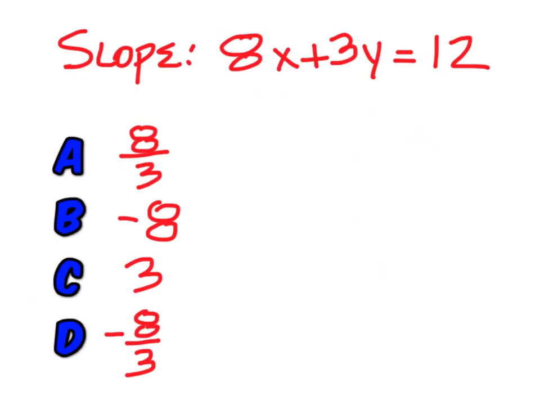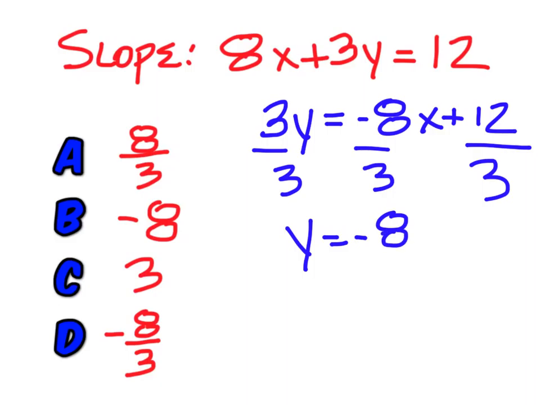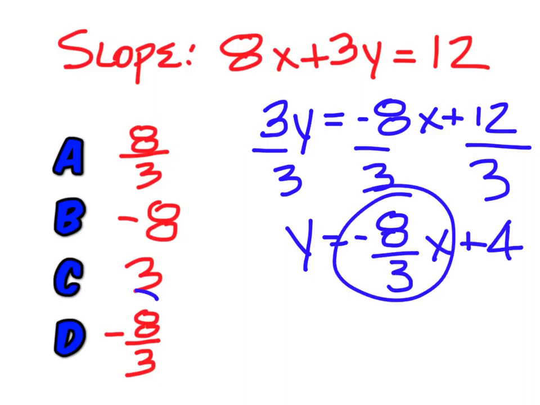Alright, for this problem, you should have 3y equals a negative 8x plus 12. Divide everything by a positive 3. You'll be left with a negative 8 over 3x plus 4. This is the slope. That is the answer.